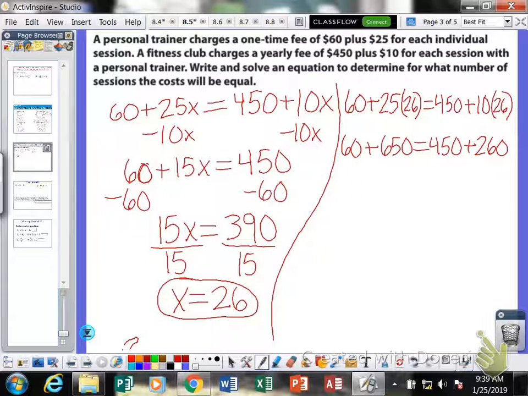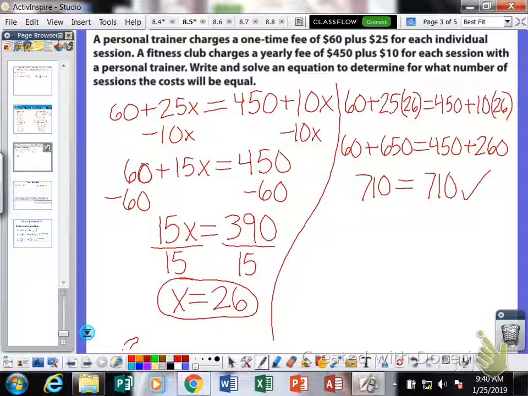Now we just add our numbers on both sides of our equal sign. We have 60 plus 650. It's going to give us 710. We have 450 plus 260, and that is going to give us 710. So we have 710 equals 710, and that tells us that our answer of x equals 26 is correct.